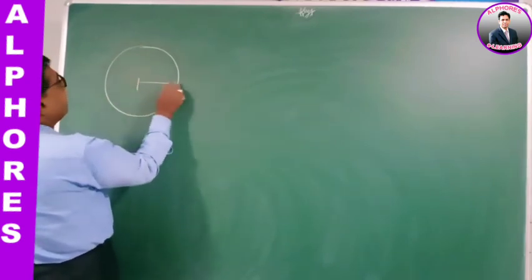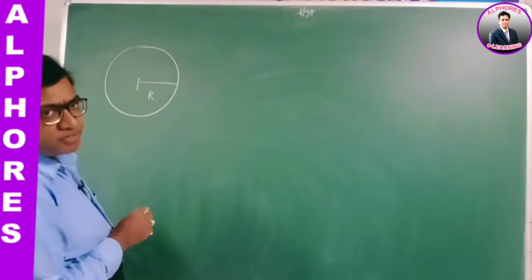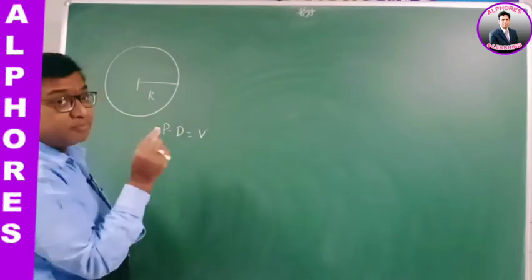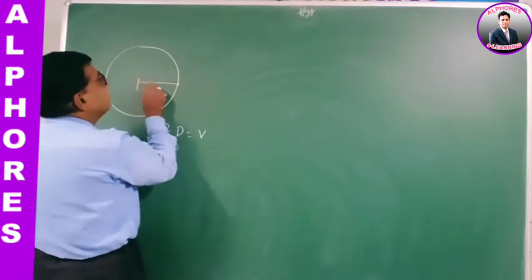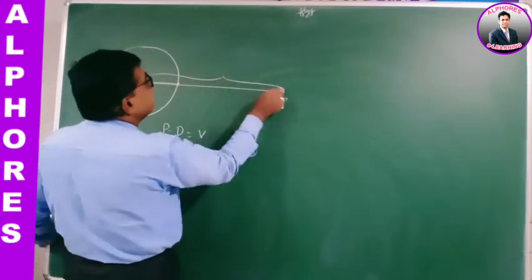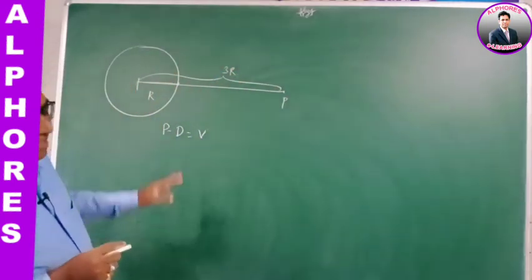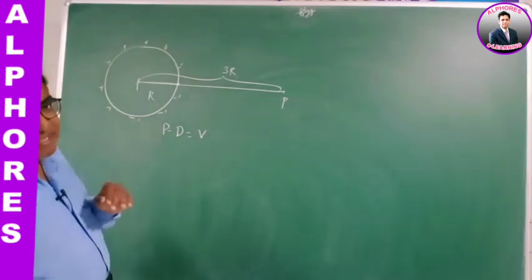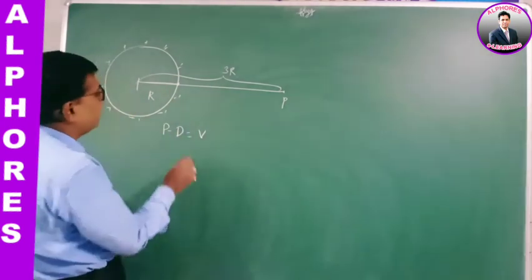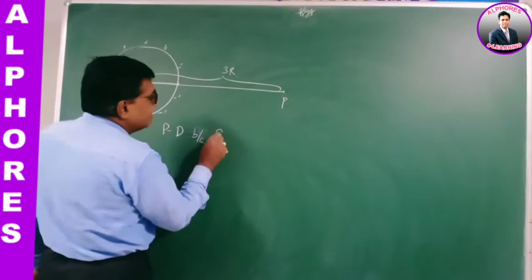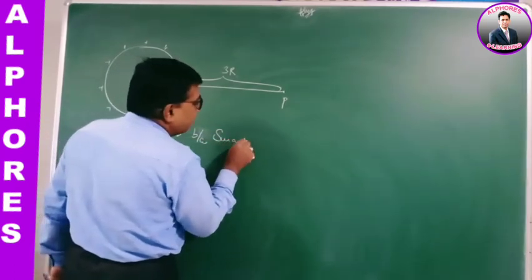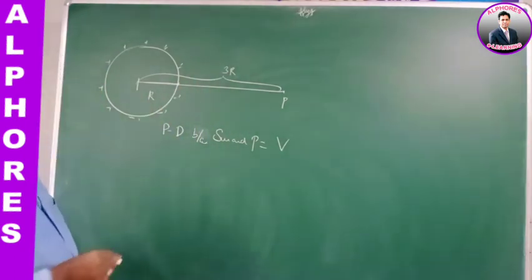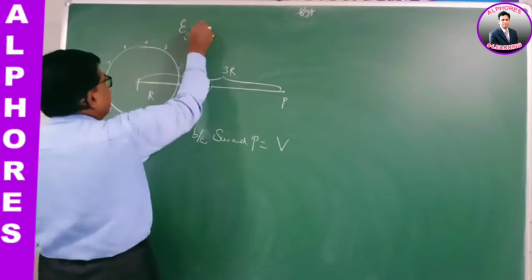A charged sphere of radius R has a potential difference V between the points on the surface and at a point which is at a distance 3r. There is a charged sphere like this. For a charged sphere of radius R, the potential difference between the surface point and point P is V. Well, point P is at a distance 3r. He is asking to find out what is the electric field on the surface.